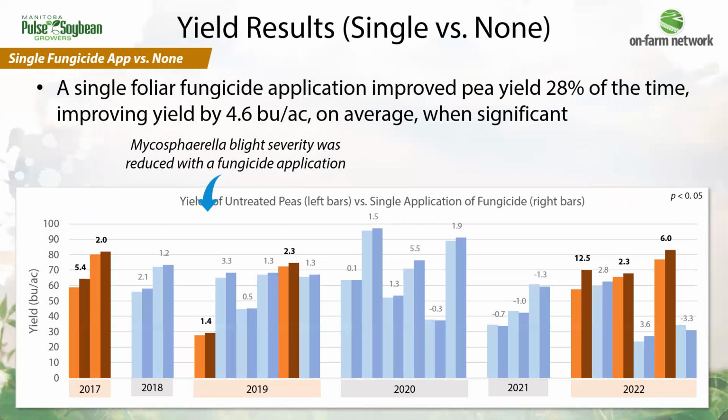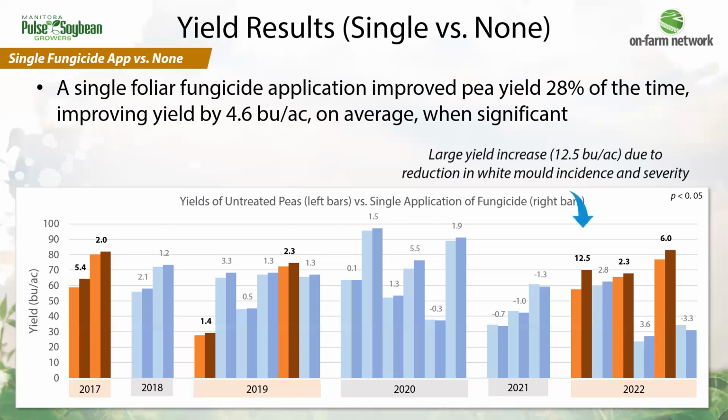At this first trial in 2019, the severity of Mycosphaerella blight was reduced with a fungicide application. And in 2022, this large 12.5 bushel per acre increase was at the trial where white mold incidence and severity were cut in half with a single application of fungicide. So we're seeing a really large yield response there, likely due to that big change in white mold disease pressure.